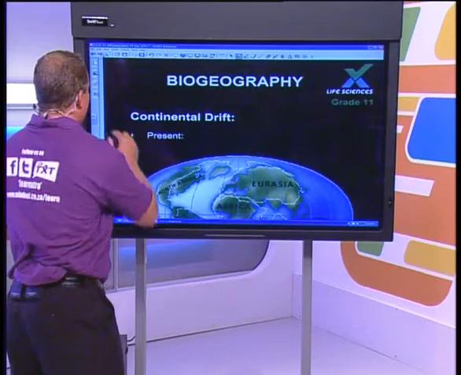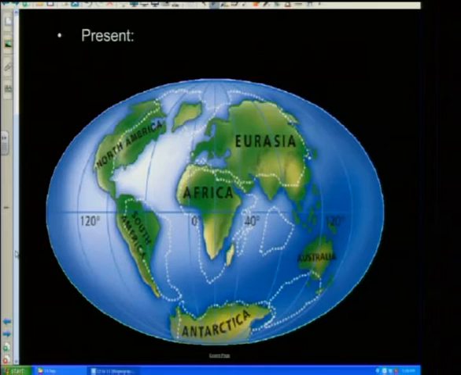Last one. This is continental drift, the present. Now, have a good look at that. Can you see how everything's back together? There's North America, South America, Africa, Asia, Australia, the Antarctic at the bottom. Remember, they were all one big mess once upon a time, okay? Now, they've moved away.